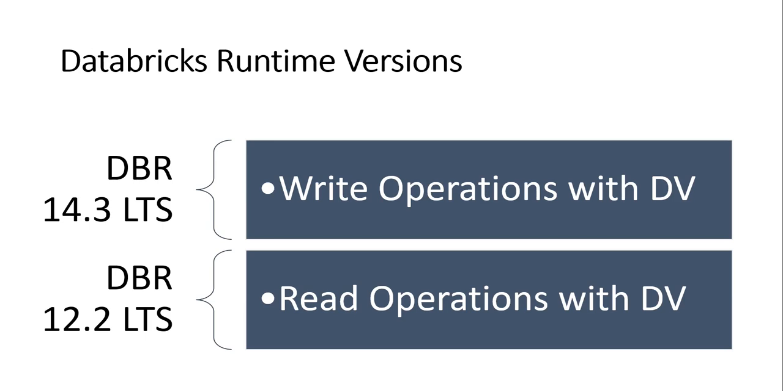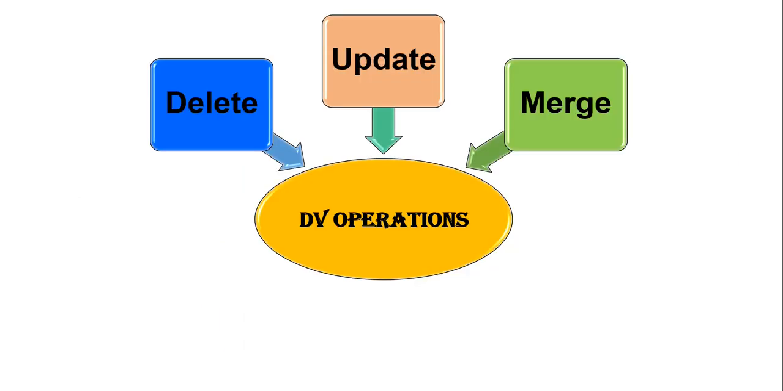And in case you have to read from some other solution, some other project, where they have already created a delta table and enabled deletion vector, and you have to read those tables for your operation, then for read operations you need Databricks runtime version of 12.2 LTS onwards. Right. And coming to deletion vector operations, currently it is supporting only three data manipulations: delete, update, and merge. Insert is not considered for deletion vector.